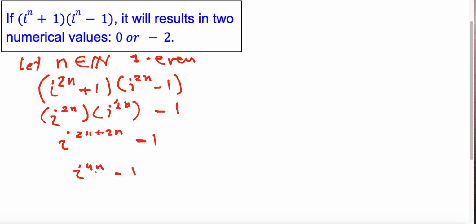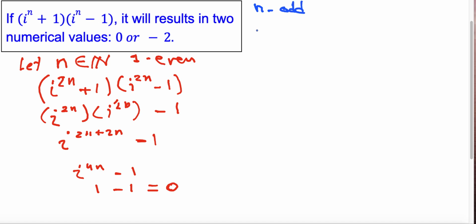The exponent is a multiple of 4, which means i in exponent 4, or a multiple of 4, ends up with 1. 1 minus 1 is 0. But now let's try when n is odd.